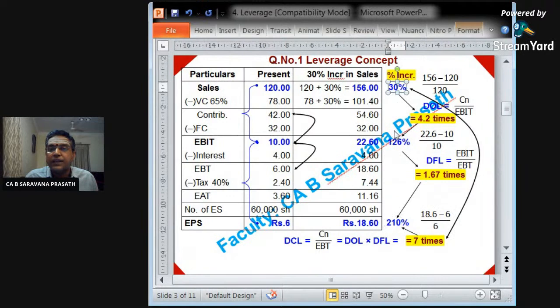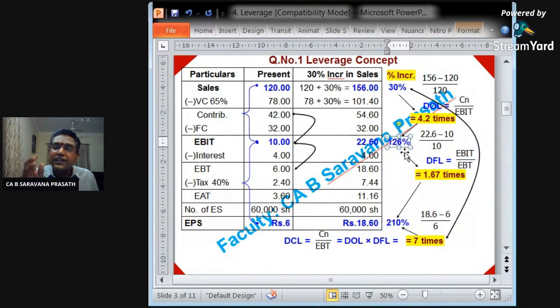Now observe the three percentages carefully. 30% sales increase has not led to only 30% increase in EBIT. It is magnified, it is glorified to 126 percentage. Similarly, 126 percentage increase in EBIT has not resulted only in proportionate increase in EPS. It is further magnified, further glorified to 210 percentage. So, a small extra effort by the salesman to achieve 30% more sales makes the shareholders' EPS increase by 210 percentage magnification effect. This advantage created to the shareholder is on account of two factors.